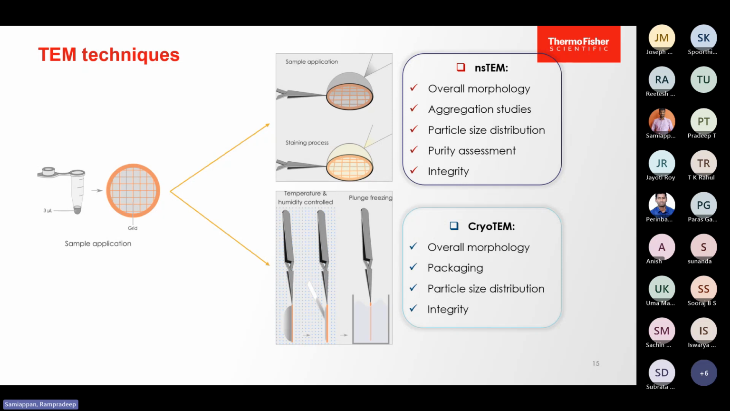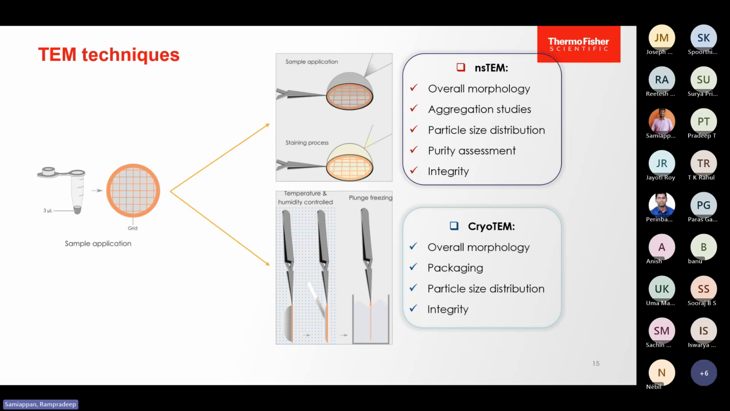This 3 microliters is applied on the grid. There is a waiting period of approximately 1 minute once the sample is incubated on the grid. Afterwards, there is a washing step, actually 3 washing steps, basically to get rid of the debris, any buffer components, or huge aggregates that can be washed away, retaining your sample on the grid. And after that, there is a staining process.